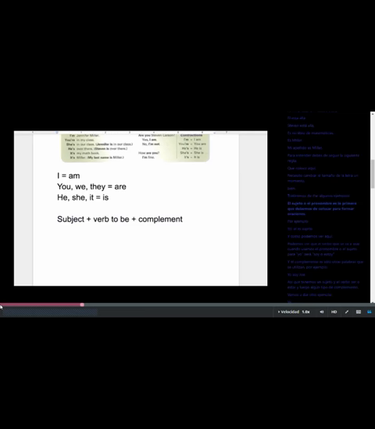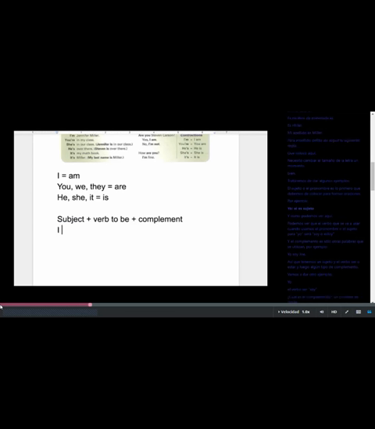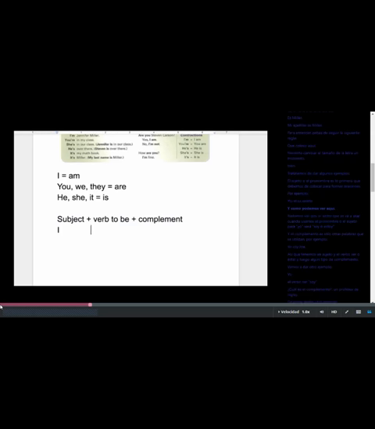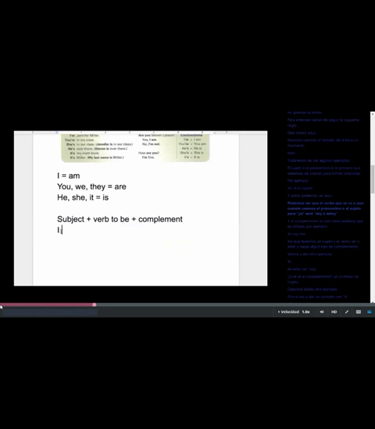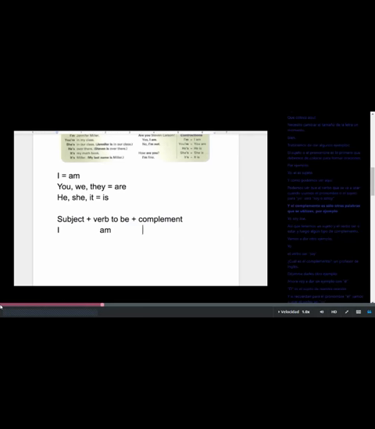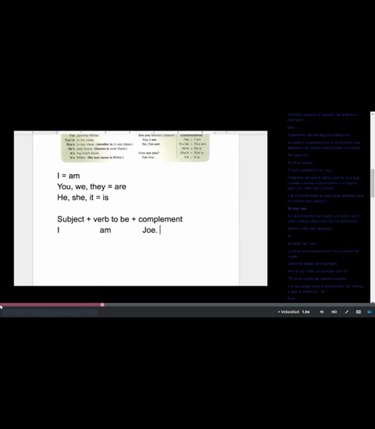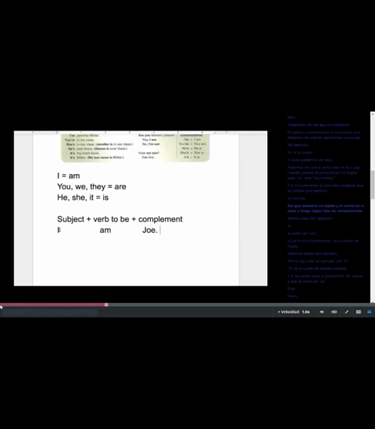The subject or pronoun is the first thing that we're going to have in order to form sentences. So, for example, I is the subject. And as we saw here, the verb to be to use whenever we use the pronoun or the subject I will be am. I am. And the complement is just other words that are used. So, for example, I am Joe. So we got a subject, the verb to be, and then some kind of complement.